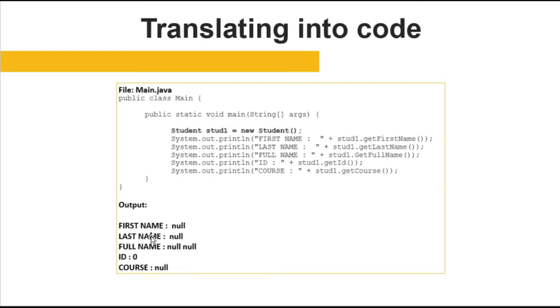So no first name, no last name, no full name, no ID, and no course. Since again, we use the non-parameterized constructor when creating a student, we will not be able to assign the values for a given student.